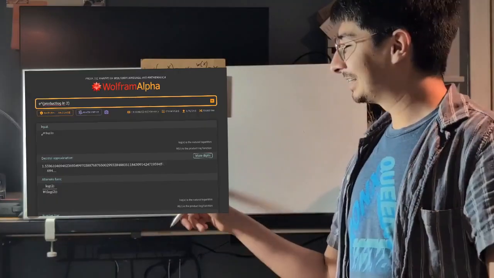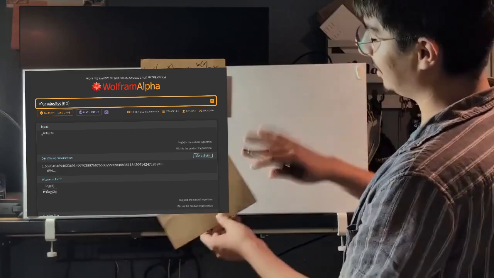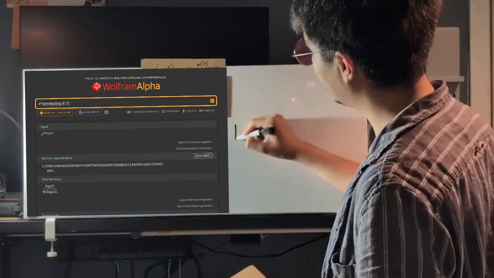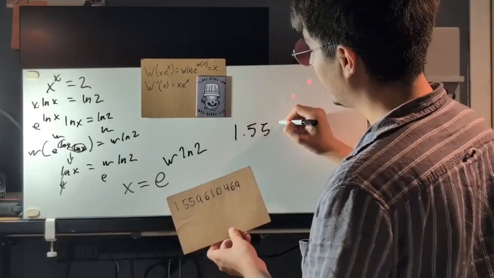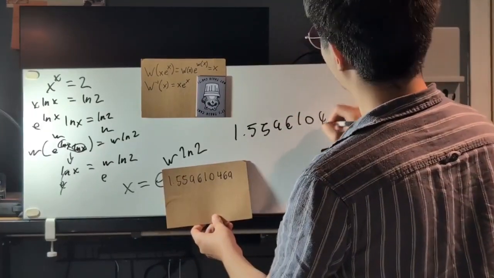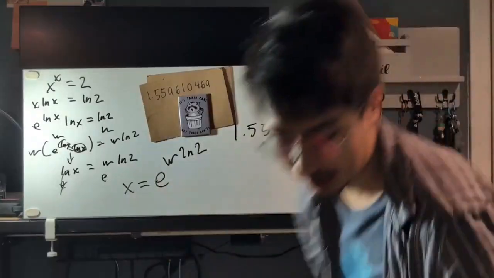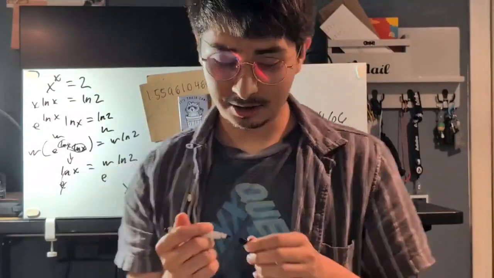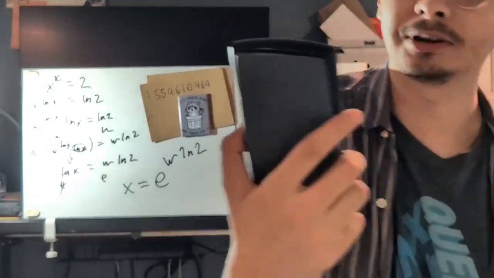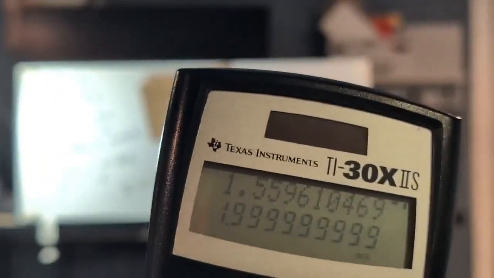It's kind of hard to calculate this W by hand, but there is a decimal approximation for this number in case you want to try it out. It's 1.559610469, whatever. The number is right here. And if I pulled out two calculators so you could see this, it's pretty damn close to 2. Pretty damn close to the number 2.